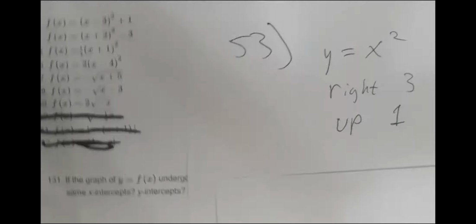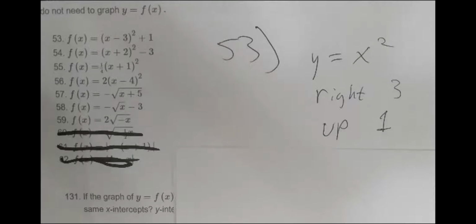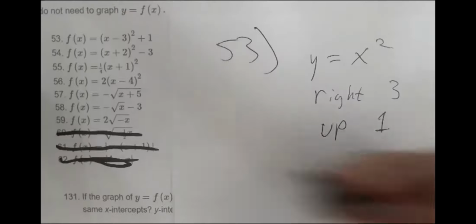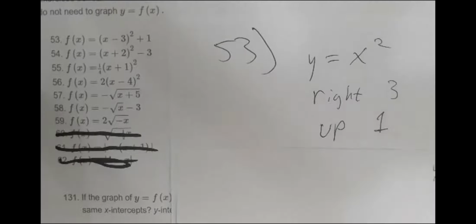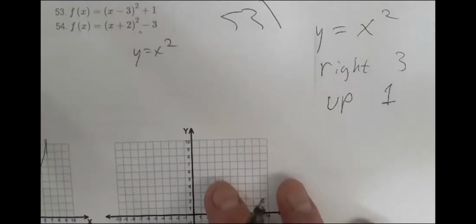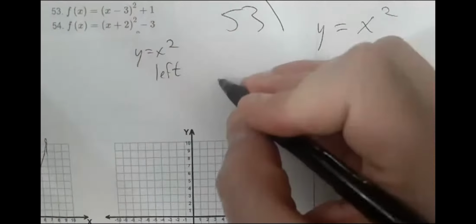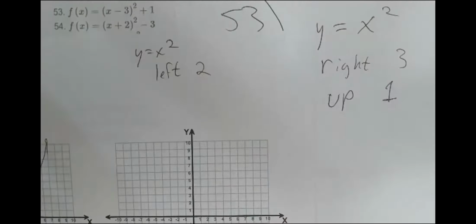So that's 53. 54. Sorry if I'm asking this again, but what's my parent function on 54? The parent function is x squared. So we're starting with an x squared function. And what shifts is that making? The +2 is going to move it left 2 units. And the -3 is going to move it down 3.